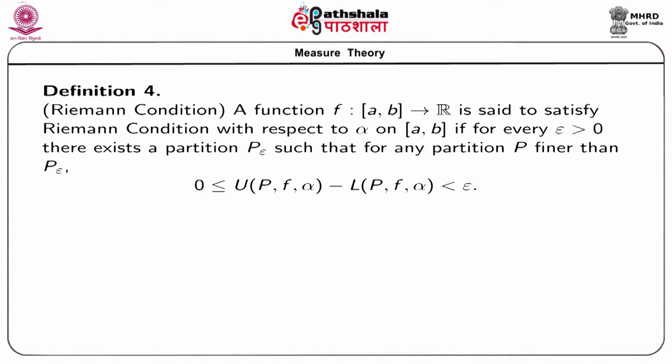Now, we consider a condition which is known as Riemann condition. A function f from closed interval [a, b] to R is said to satisfy Riemann condition with respect to the integrator alpha on closed interval [a, b] if for every epsilon greater than 0 we can find a partition P_epsilon with the property that for any partition P which is finer than P_epsilon, we have 0 less or equal to U(P, f, alpha) minus L(P, f, alpha) less than epsilon.